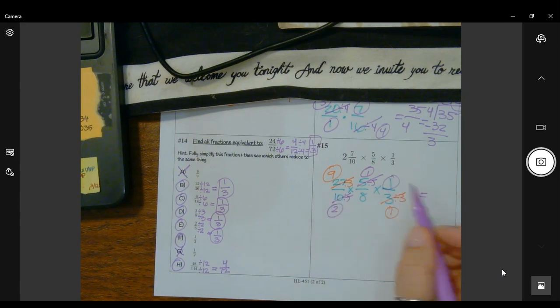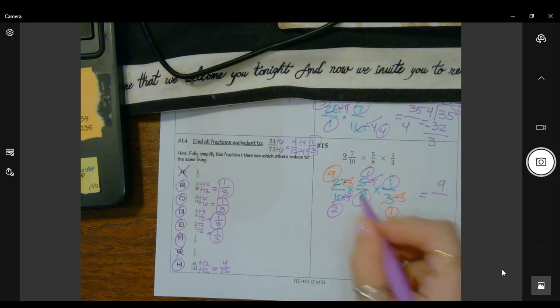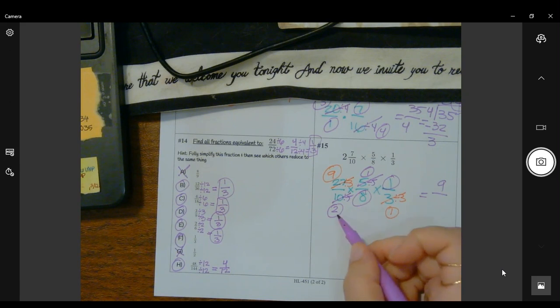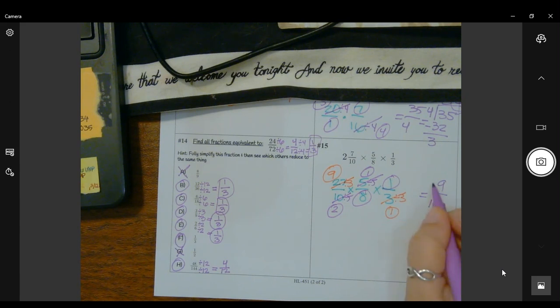So on top, let's see, you have a 9, 1, and 1. Well, 9 times 1 is 9. And on the bottom, you have 1, 8, and 2. Well, 2 times 8 is 16, times 1 is just 16. Can anything go into 9 and 16? Nope. So that's it. You're all done.